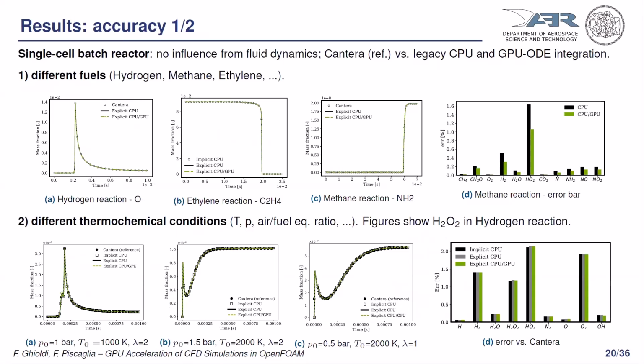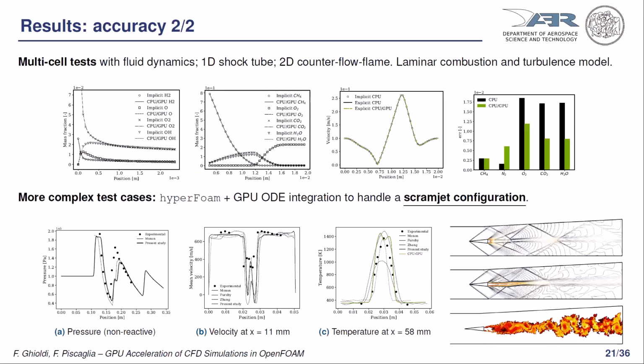So as you can see, the explicit CPU GPU ODE integrator is able to provide correct results. It is pretty much in line, has good agreement with OpenFOAM. We tested, of course, different fuels. We tested different thermochemical conditions. We moved on to multi-cell cases, and then we moved to more complex simulations.